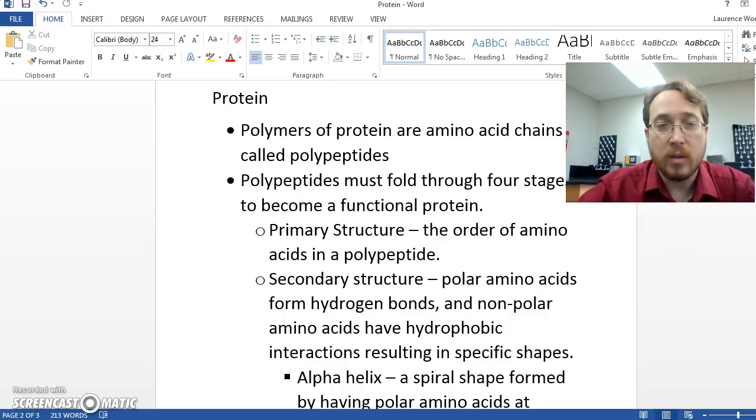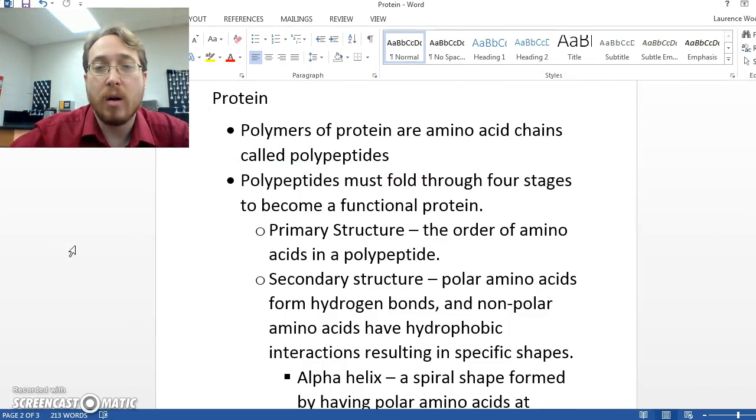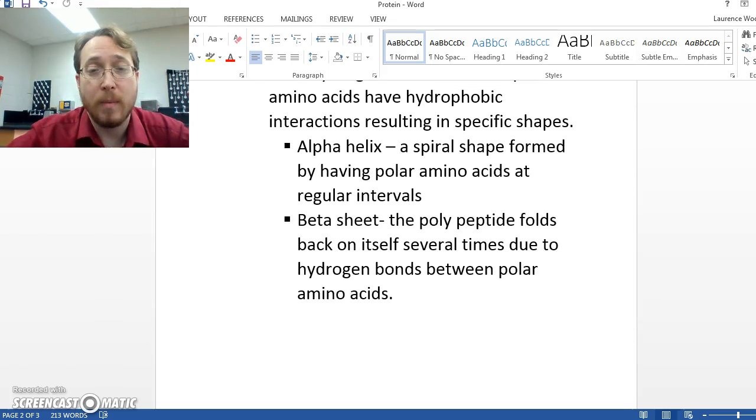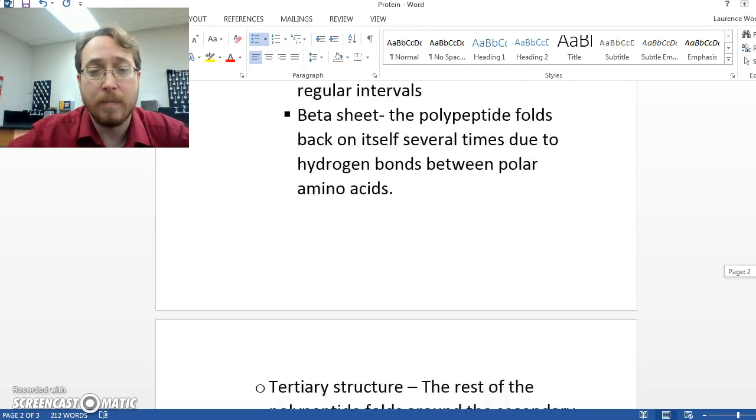So for our notes, the polymers of protein are amino acid chains called polypeptides. Polypeptides must fold through 4 stages to become a functional protein. The primary structure is the order of the amino acids in a polypeptide. The secondary structure occurs when polar amino acids form hydrogen bonds and nonpolar amino acids have hydrophobic interactions, resulting in specific shapes. Two of those shapes are the alpha helix, which is a spiral shape formed by having polar amino acids at regular intervals, and the beta sheet, where the polypeptide folds back on itself several times due to hydrogen bonds forming between polar amino acids.